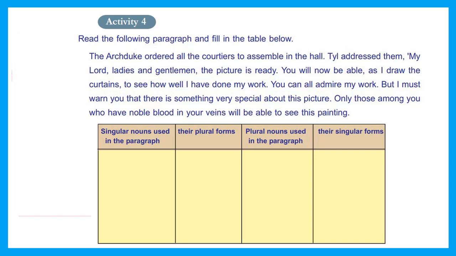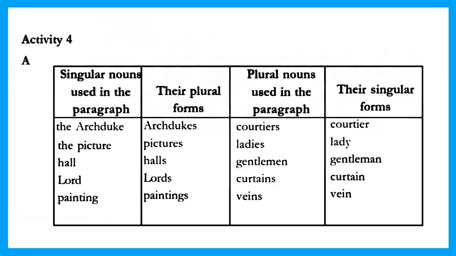Now fill in the table below with singular nouns used in the paragraph and their plural forms. Then plural nouns used in the paragraph and their singular forms. Singular nouns used in the paragraph: the Archduke, plural form archdukes; the picture, pictures; hall, halls; lord, lords; painting, paintings.